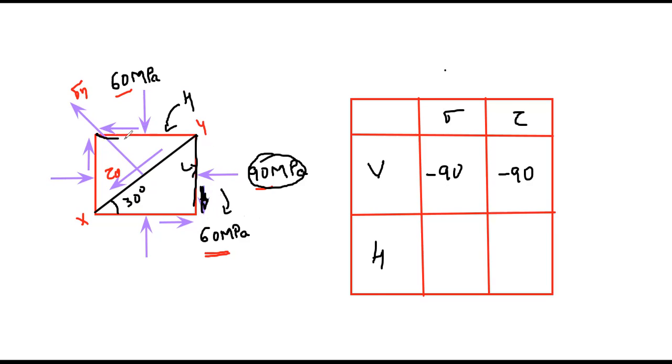Here we have the horizontal plane. On the horizontal plane, we have a stress of 60 megapascal, which is compressive in nature, so it is negative 60. And you can see here we have a shear stress which is acting in anti-clockwise direction. Anti-clockwise means positive in nature. So first we need to have these coordinates, sigma coordinates and tau coordinates. If you know these coordinates, then we can draw the Mohr circle easily.